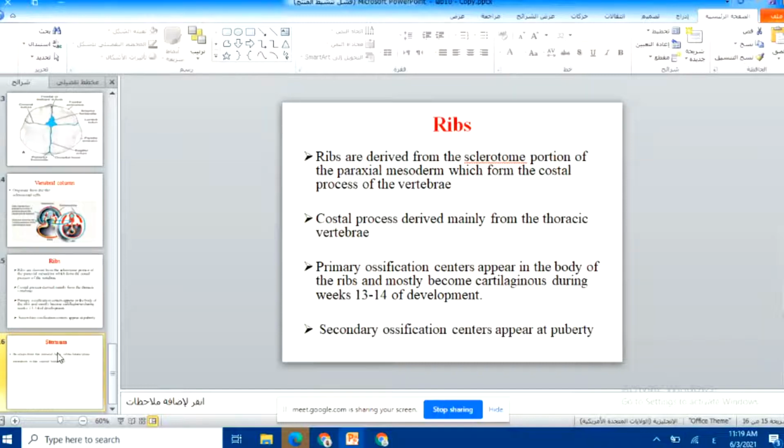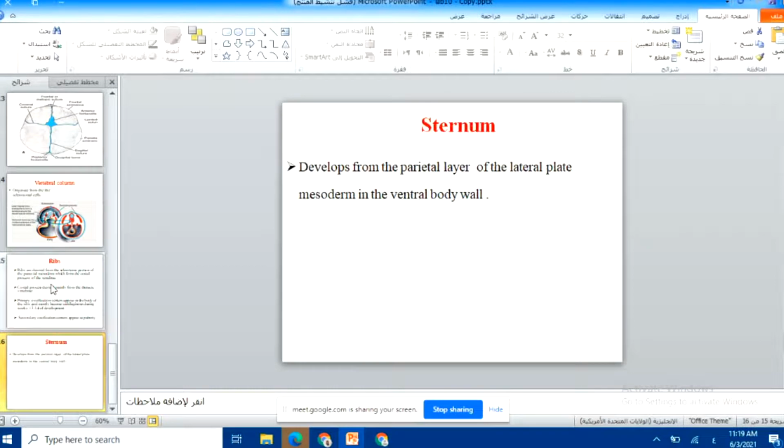Let's pass it. The last one is the sternum. Also the sternum is developed from the parietal layer of lateral plate mesoderm.